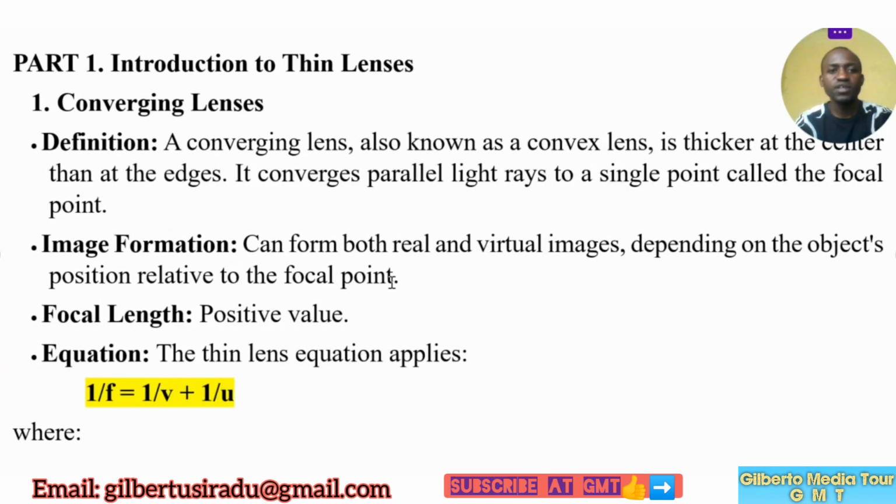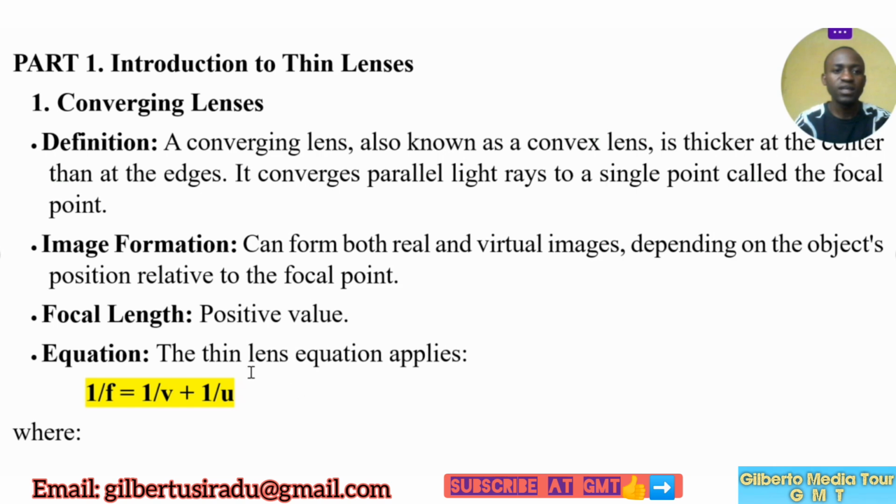The image formed by a converging lens can be real or virtual. In one case they can be virtual, in another case real, depending on the object's position relative to the focal point. The focal length of a converging or convex lens is always positive.